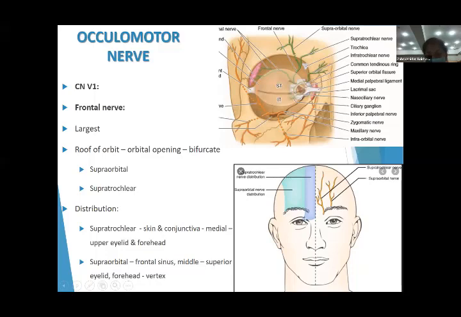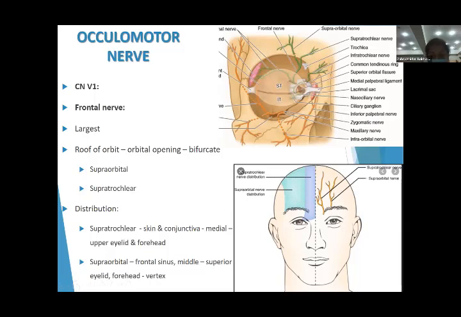supplies, starting from here, supplies this medial part of the conjunctiva, lining the upper eyelid and forehead, just the forehead, up to the hairline or where it should be. ठीक है, यहाँ तक, ये आगे नहीं है. This is a wrong depiction. यहाँ तक जहाँ तक ये एरो है, where the hair line is, जहाँ से बाल शुरू होते हैं वहाँ तक ये supratrochlear है. And then laterally this lighter blue, this is supraorbital.